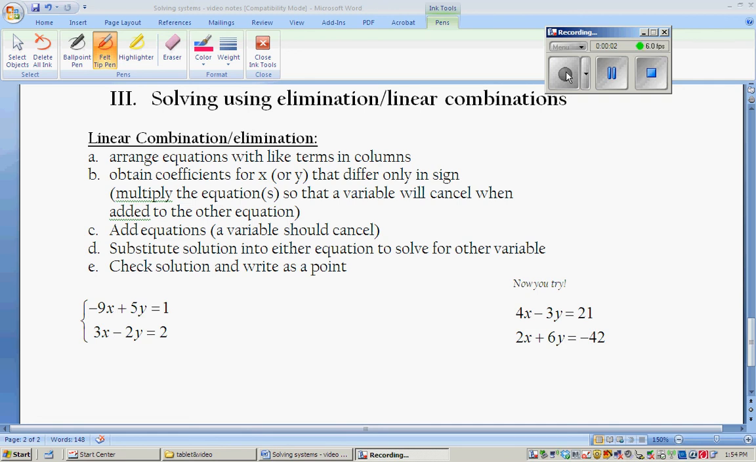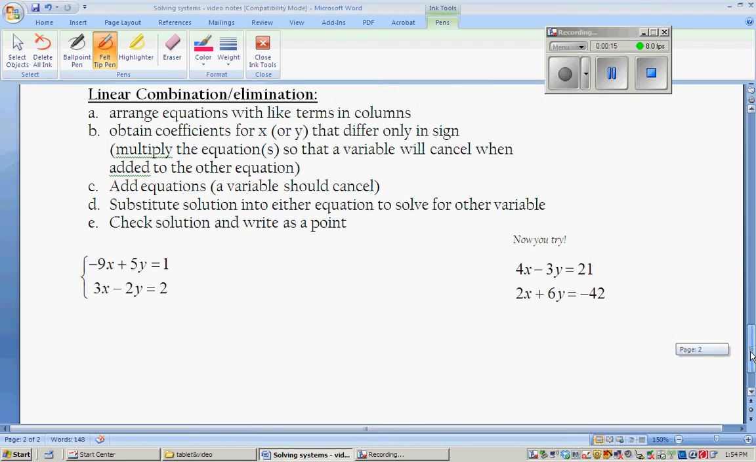And now we come to my favorite method of solving a system of equations, elimination or linear combinations. This is where we're going to eliminate one of the variables. I like it because it doesn't matter what the coefficients are of your variables.